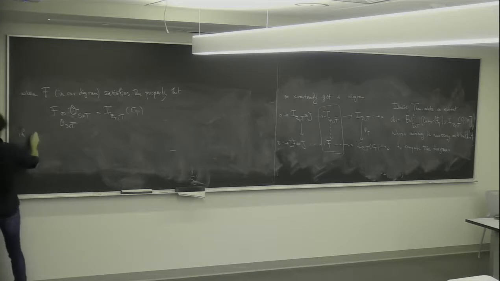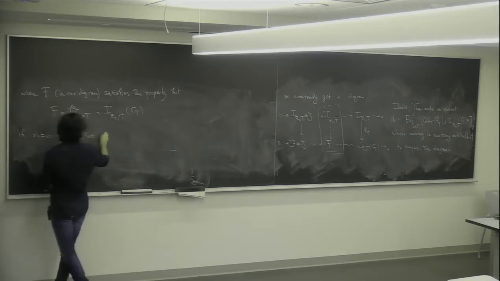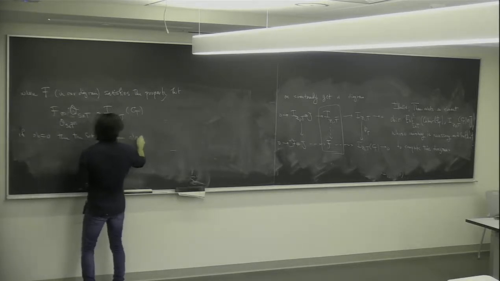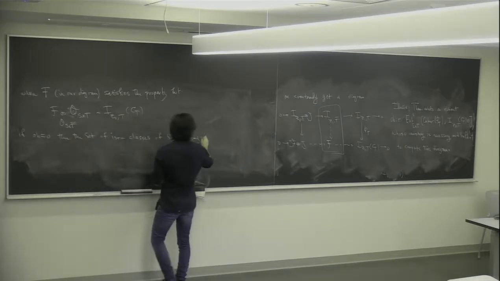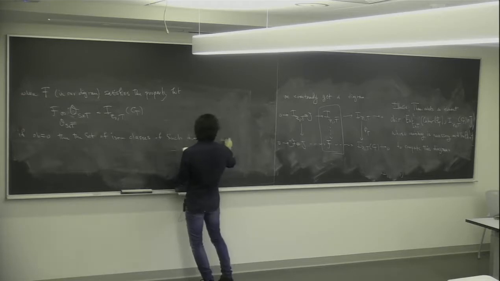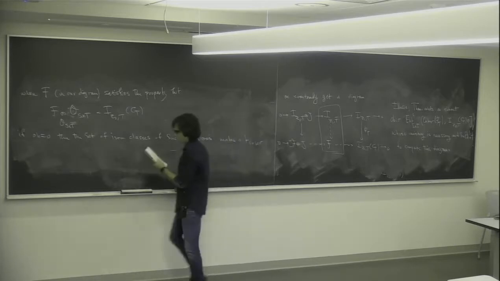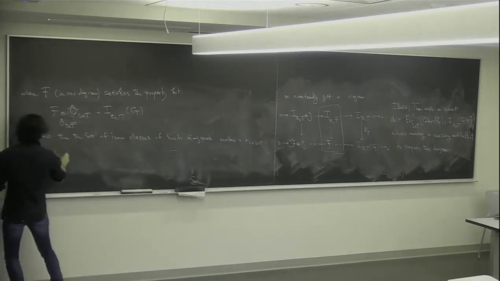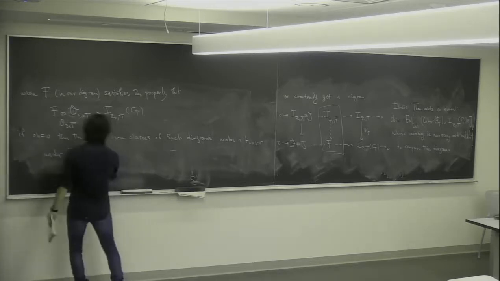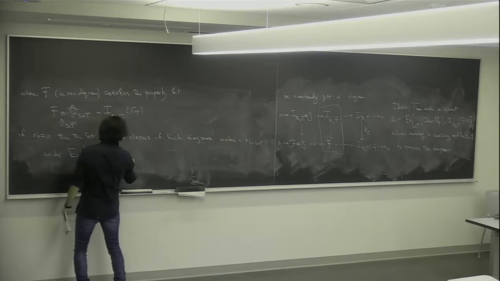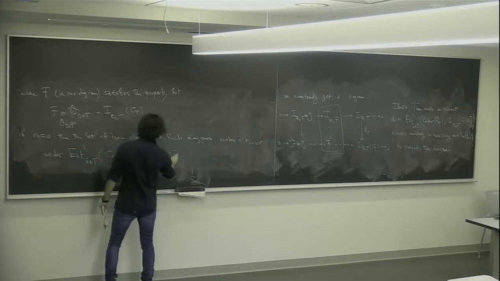Now he also mentions that if obstructions are 0, then the set of isomorphism classes of such diagrams makes a torsor under Ext^1 of S times T, cokernel of phi of T, and then I Z2 of T, C of T times J.